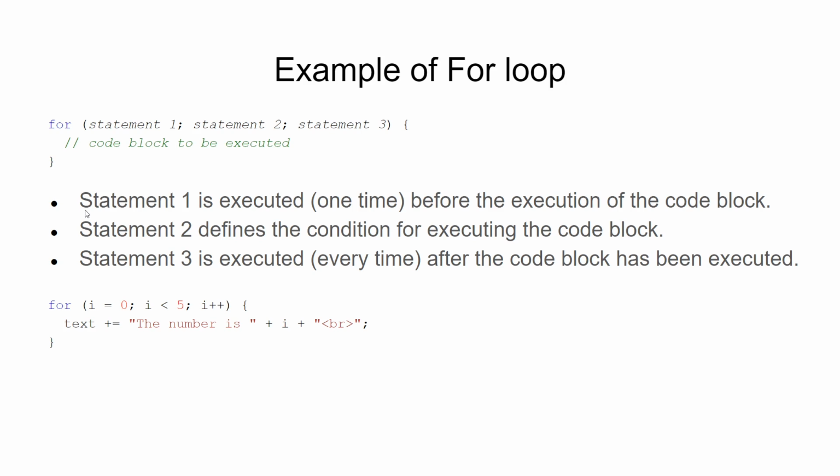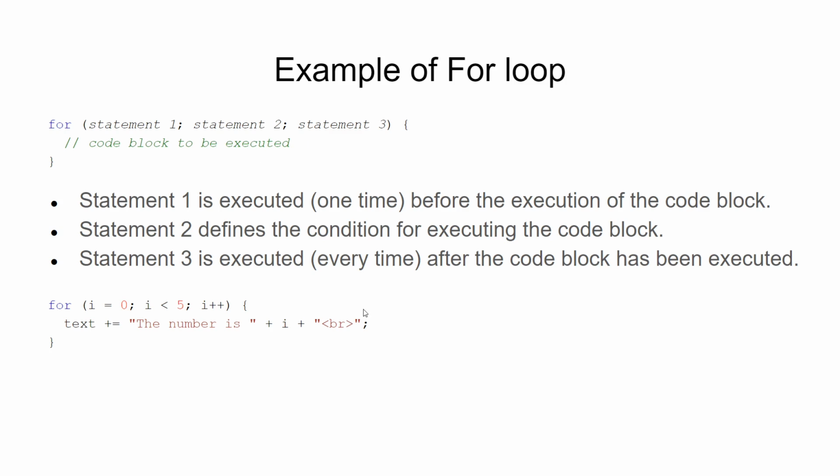So here, statement 1 is executed one time before the execution of the block. If you look at this as a block of code, statement 1 will be executed even before this block of code is executed even once. So this will be the starting statement that gets executed. And statement 2 defines the condition for executing the block. So statement 2 will specify a condition. Only if that condition is true, this code will be executed. And statement 3 is executed every time after the code block has been executed. So this will happen after the execution of the block.